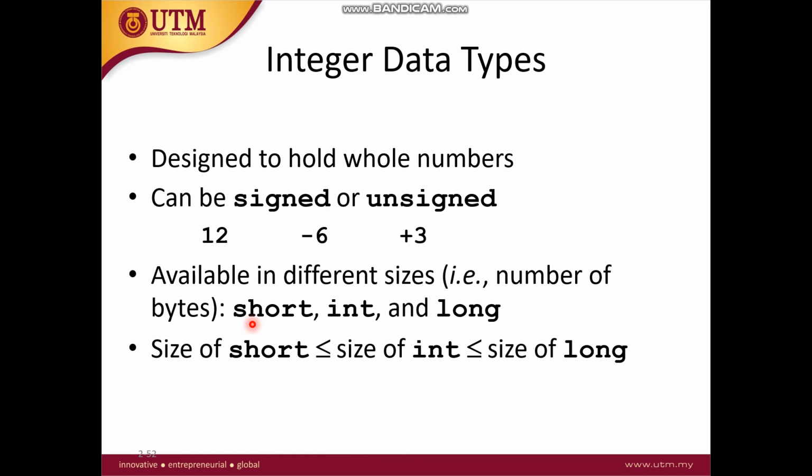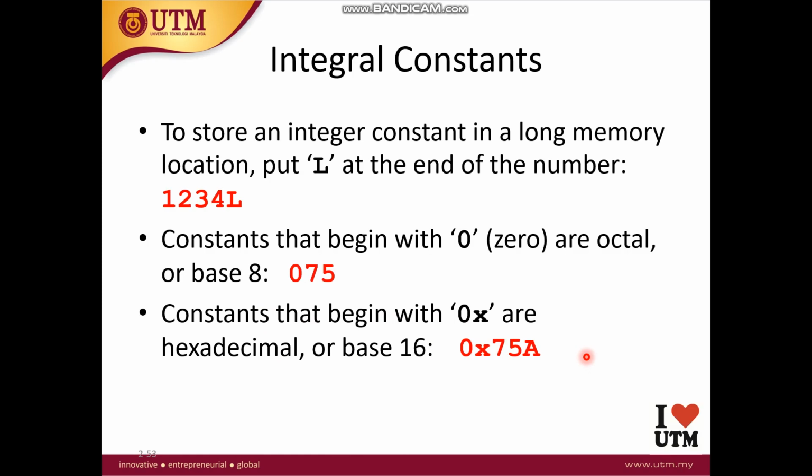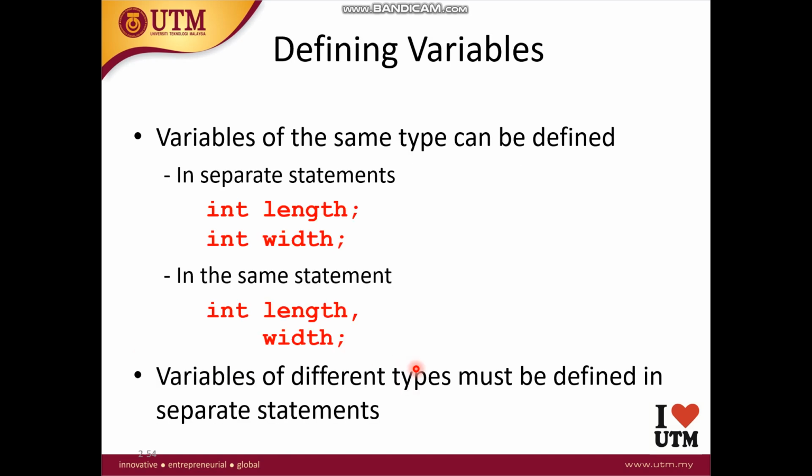So we have three different integer types: short, int, and long. The short is the smallest one, while the long is the biggest one. We can store any variable, data, or constant inside a long memory location by writing L at the end of the number or the data. Any constant that begins with 0 is an octal number, or a base 8 number. And any constant that begins with 0x is a hexadecimal number, or a base 16 number.